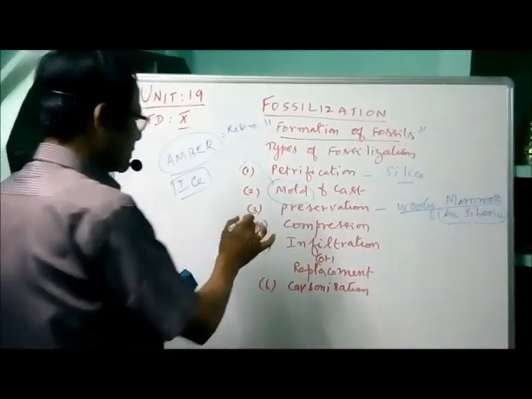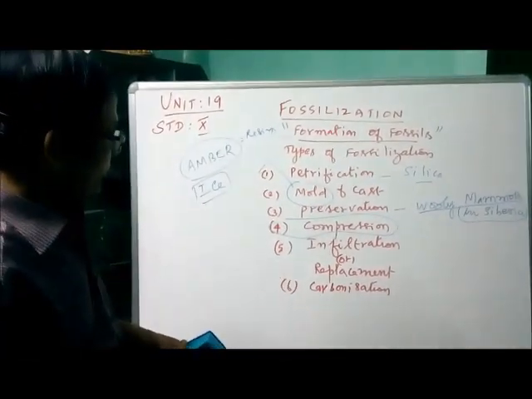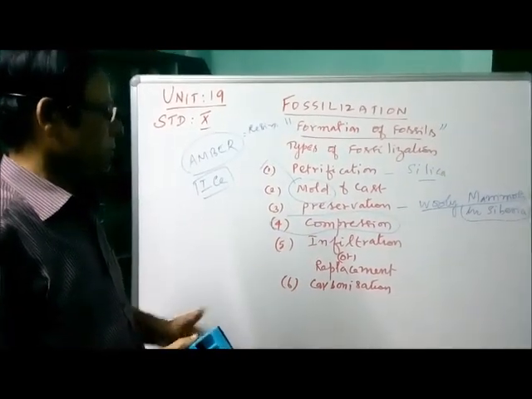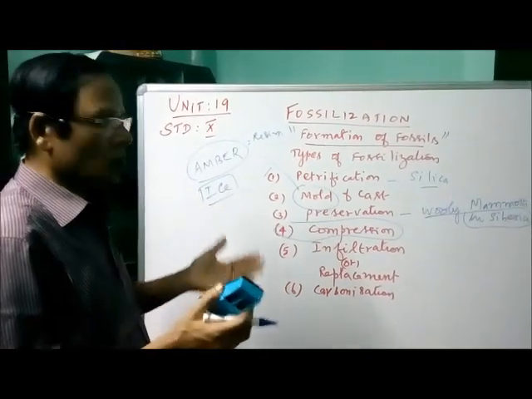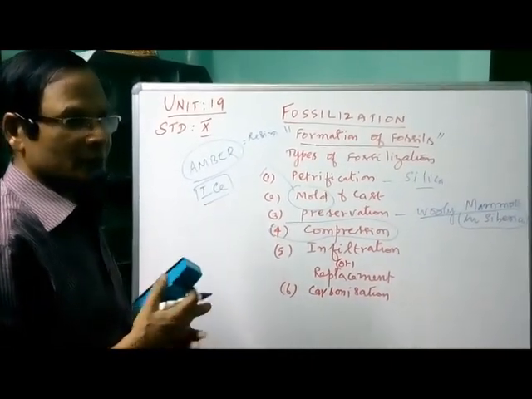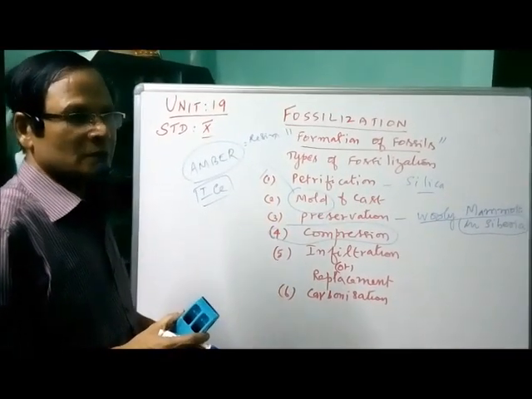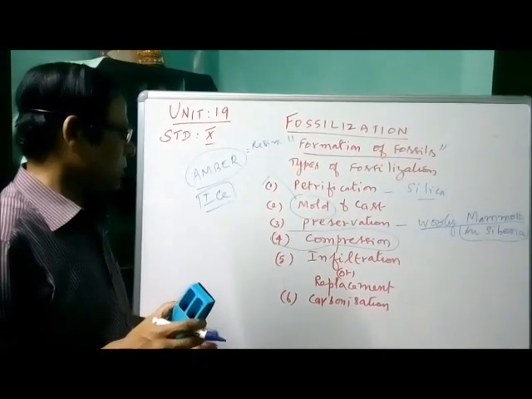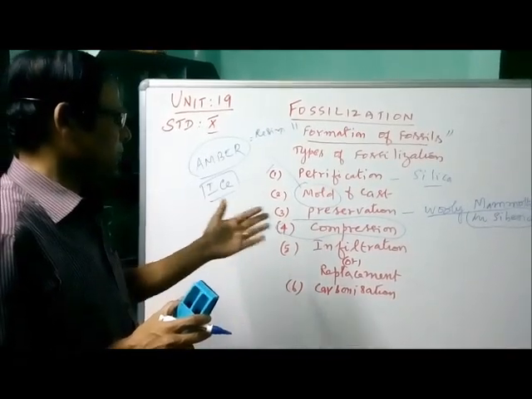Now the next one, compression. When an animal or a plant settles at the bottom of the sea after death, the dead body is surrounded by sediments. When sedimentation goes on continuously, a fossil is formed. We have compressed rocks enclosing the entire animal, and that is called compression.